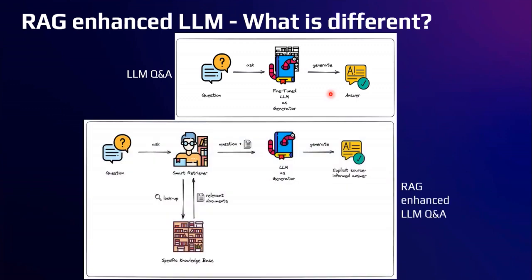Now, when you add a RAG component to it, it'll look like this. There's this extra smart retriever part and this specific knowledge base part. You might think that there are actually two parts, but usually in practice, these two parts are deeply integrated with one another. Usually the knowledge base would already have a very well integrated retrieval system. So let's talk about the smart retriever and the knowledge base part.